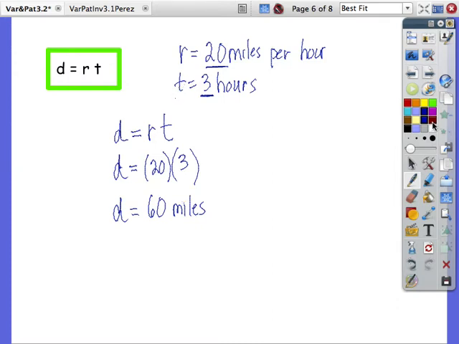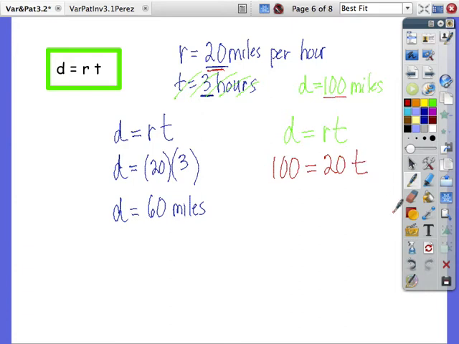Let's change colors, and let's say we don't know time this time. We're still going to travel at 20 miles per hour, but now we want to cover 100 miles. So again, let's start with D equals RT, distance equals rate times time. In this case, our distance is 100 miles. So 100 equals, well, our rate is 20 miles per hour, and t is our unknown.